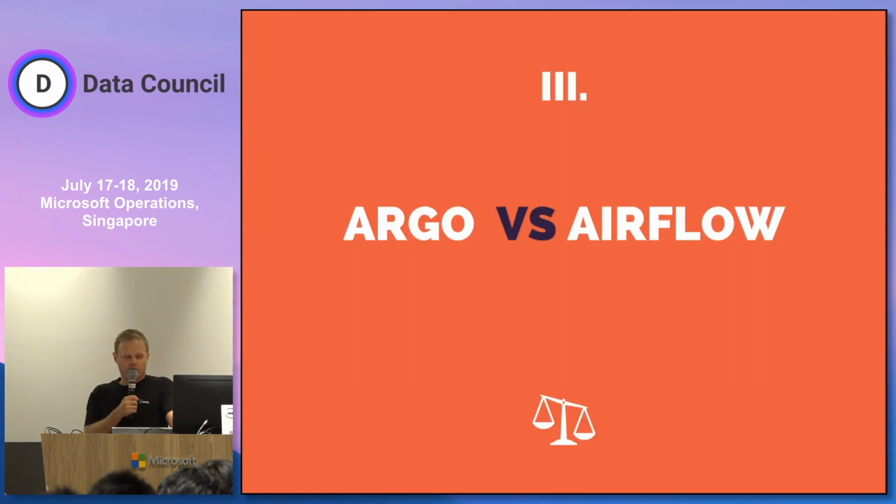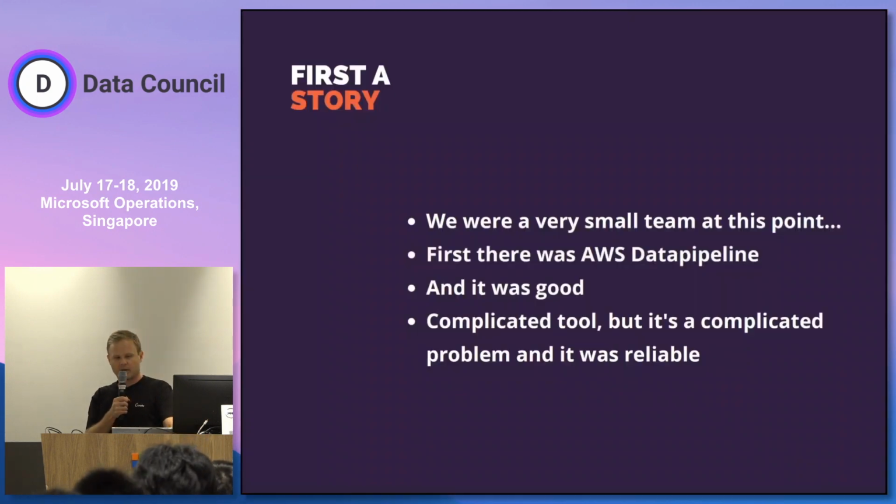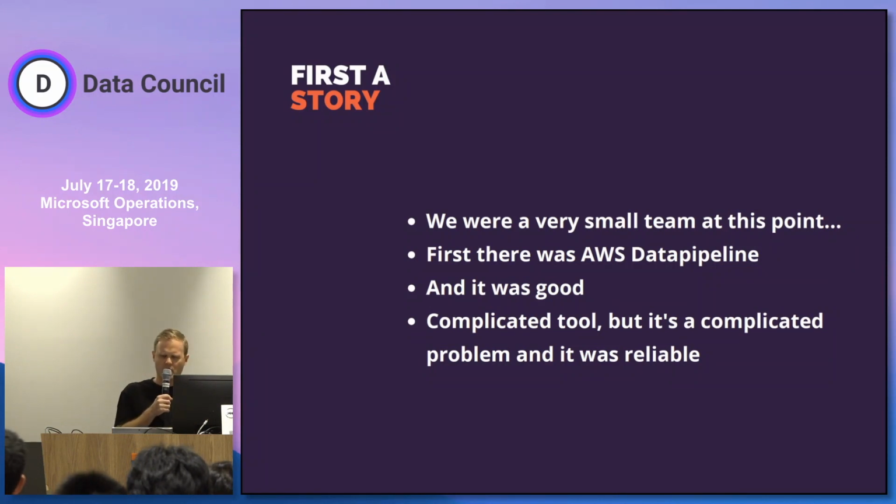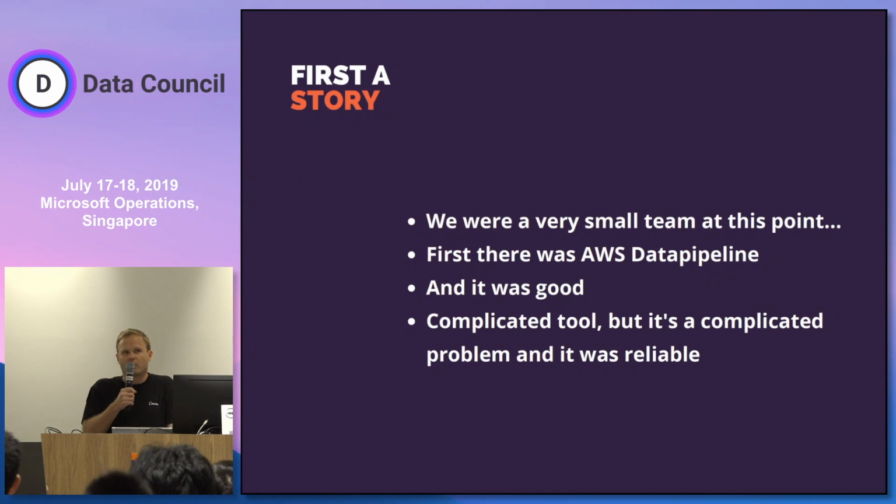So how did we come to compare Argo and Airflow at Canva? First, a story. We were a very small team at this point, where there were about 5 people who could be considered the data team at Canva. We were using AWS Data Pipeline, and it worked. It was actually pretty good for us. It was a complicated tool, but it's a complicated problem, and it's solved it reliably for us.